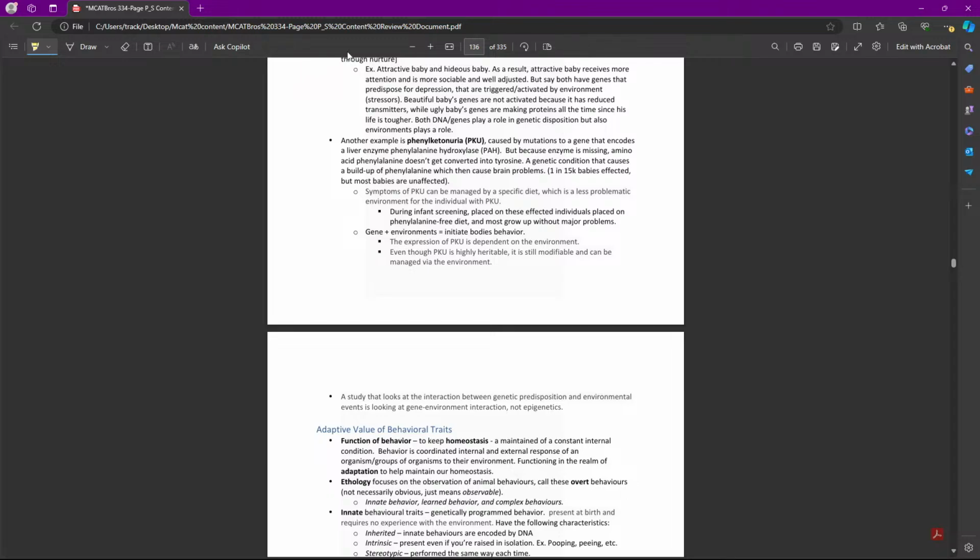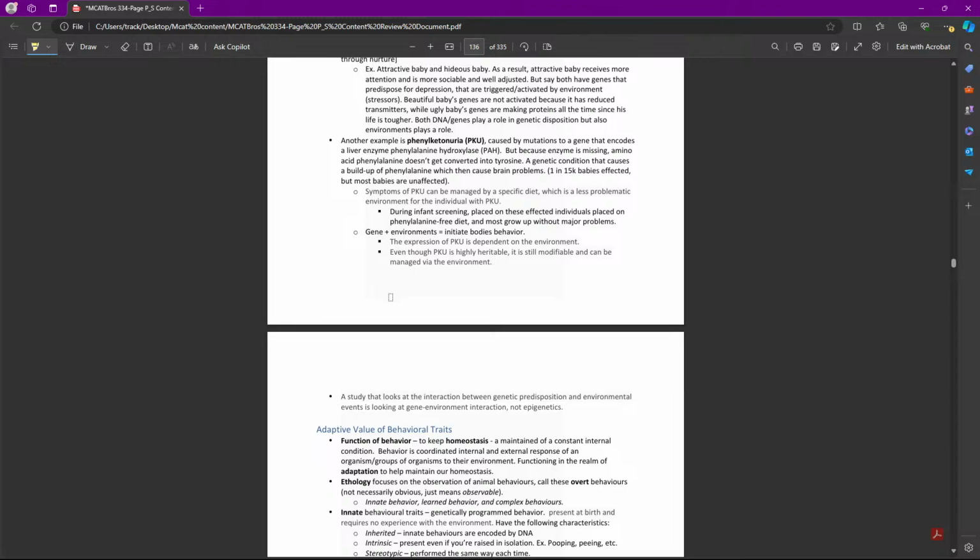Another example is phenylketonuria, caused by a mutation in the gene that codes for a liver enzyme that breaks down phenylalanine. Because the enzyme is missing, the amino acid phenylalanine doesn't get converted into tyrosine, which is a genetic condition that causes a buildup of phenylalanine, which then causes brain problems. PKU can be modified by managing a specific diet. During infant screening, this is one of the things they test for.